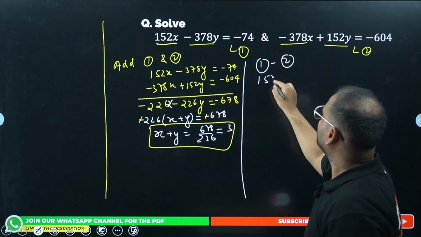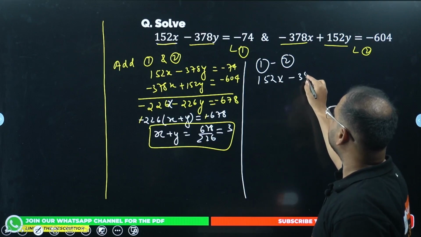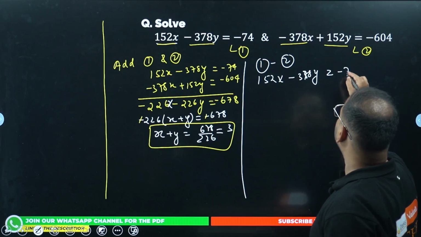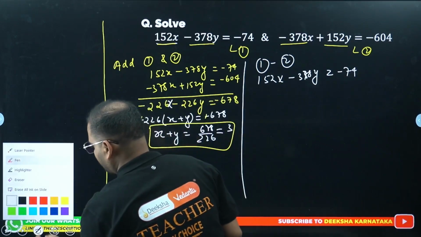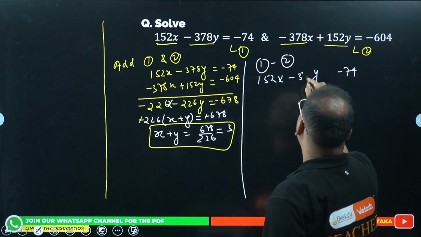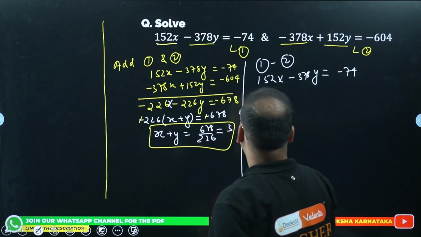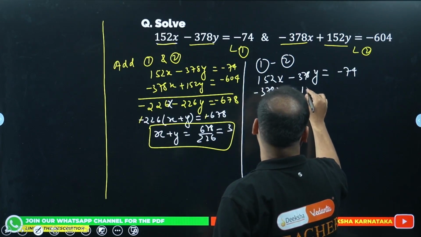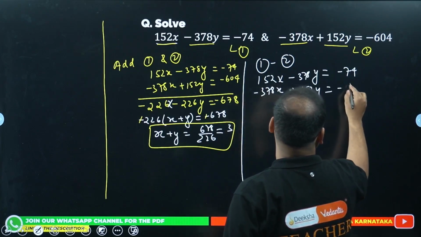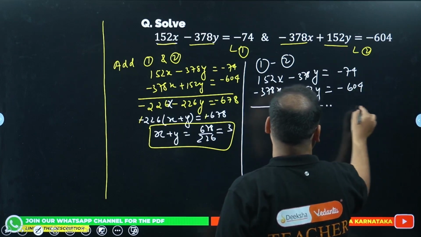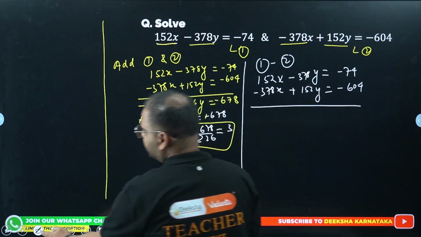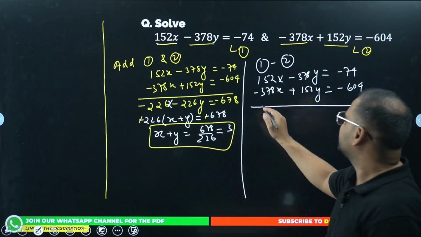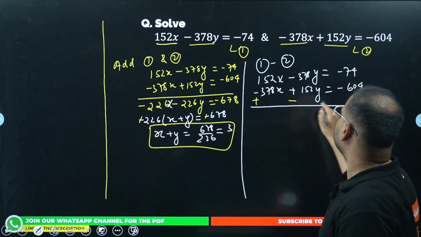152x minus 378y equals minus 74, and this is minus 378x plus 152y equals minus 604. Okay, what are we doing here? Subtraction means sign change. For the second equation written below, we have to change the signs, right? So let's take the sign change, plus, minus, plus.